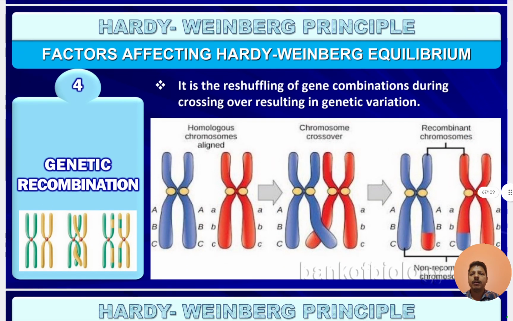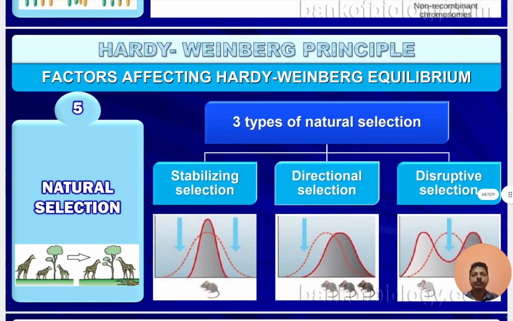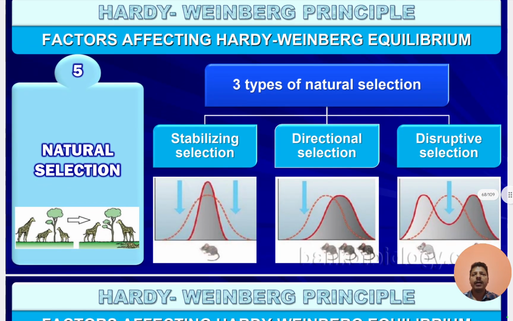Next, fourth, genetic recombination. It is the reshuffling of gene combinations during crossing over, resulting in gene variation. Homologous chromosomes are aligned like this, chromosome crossing over occurs, and recombinant chromosomes are produced. Fifth one, natural selection. Three types of natural selection are there: stabilizing selection, directional selection, and disruptive selection.